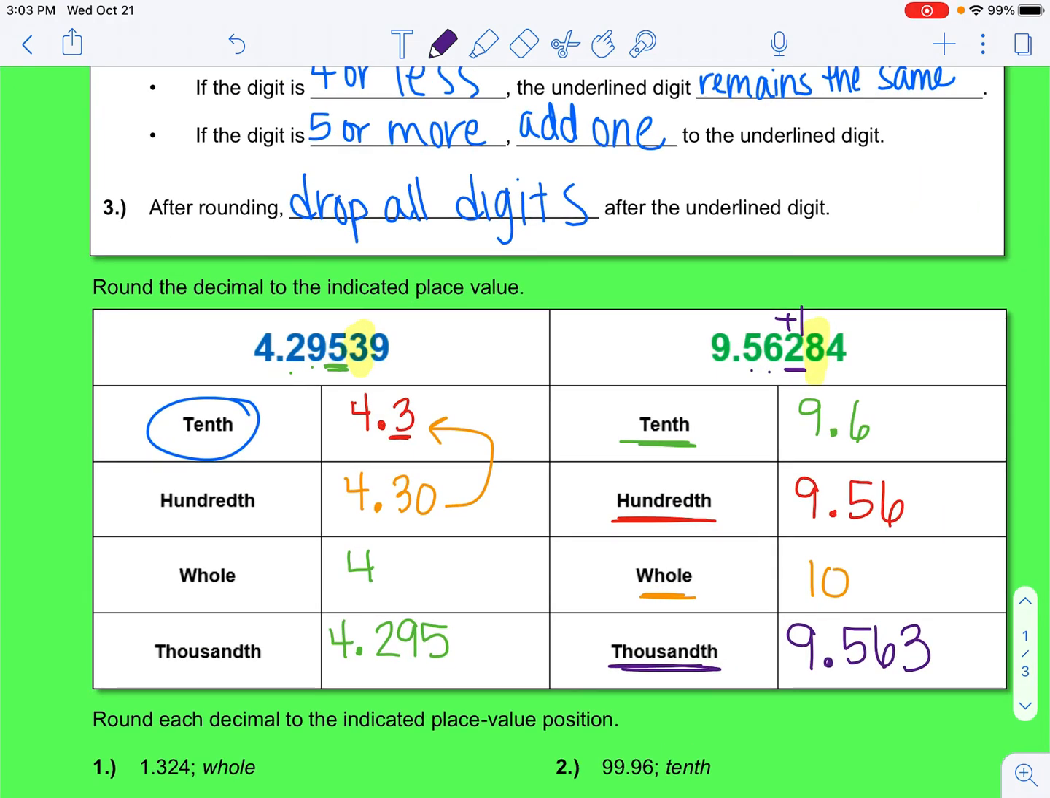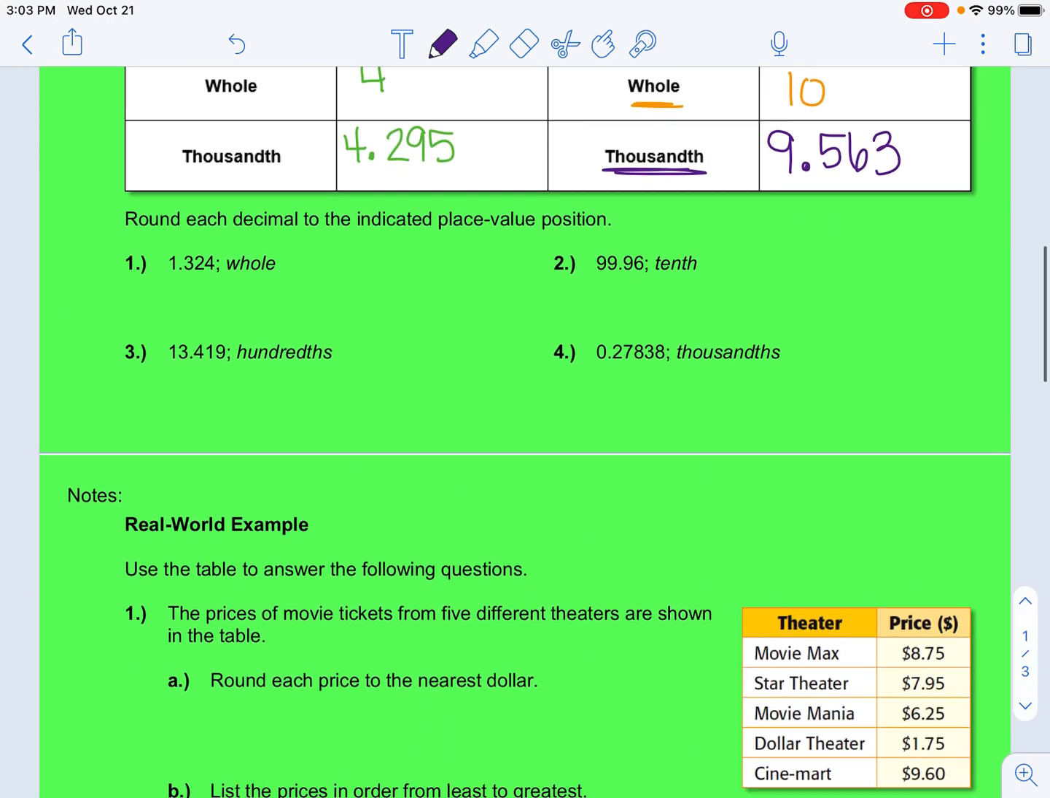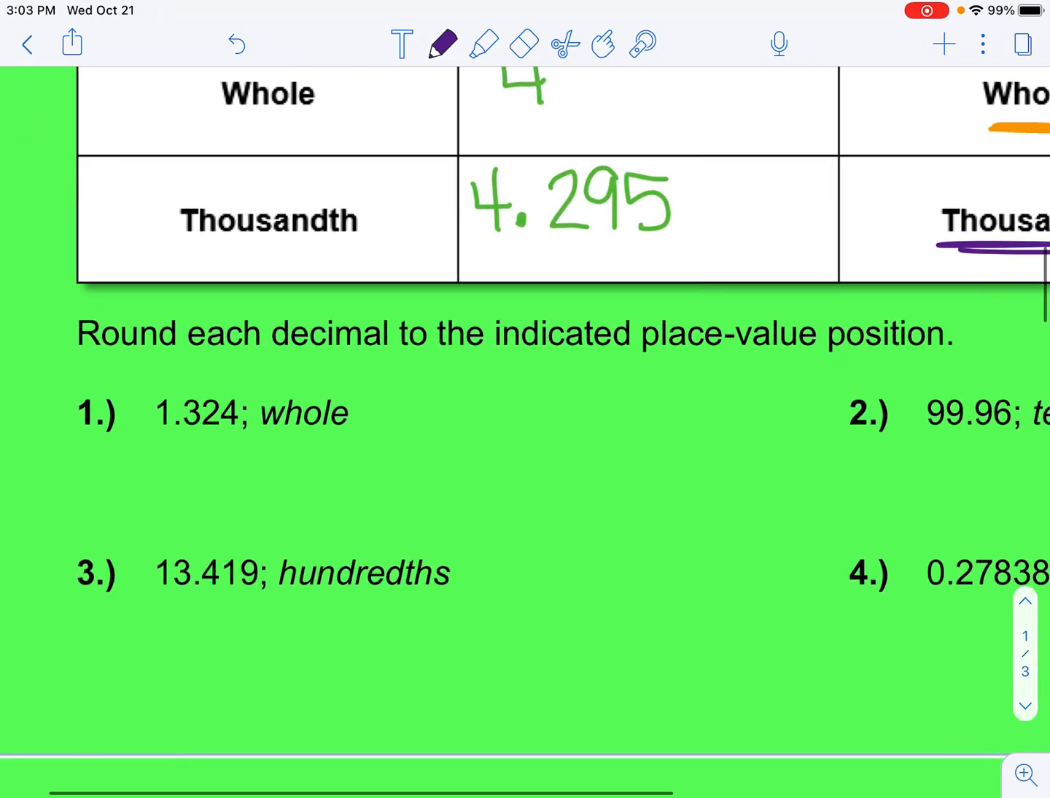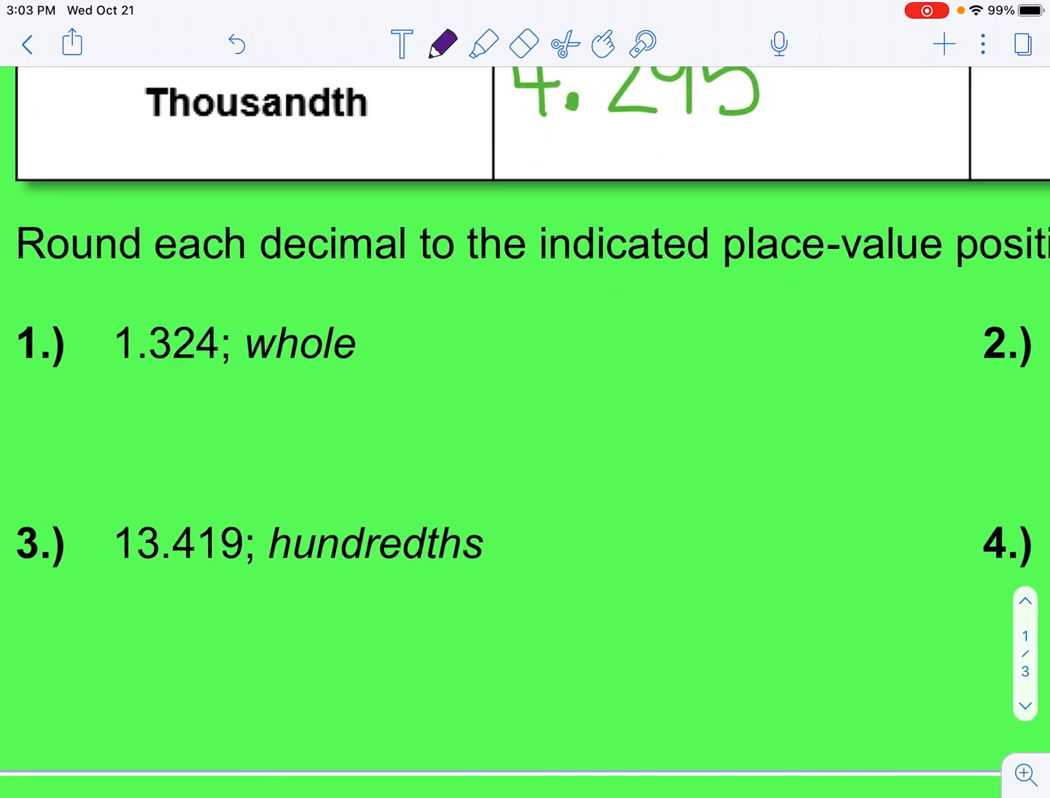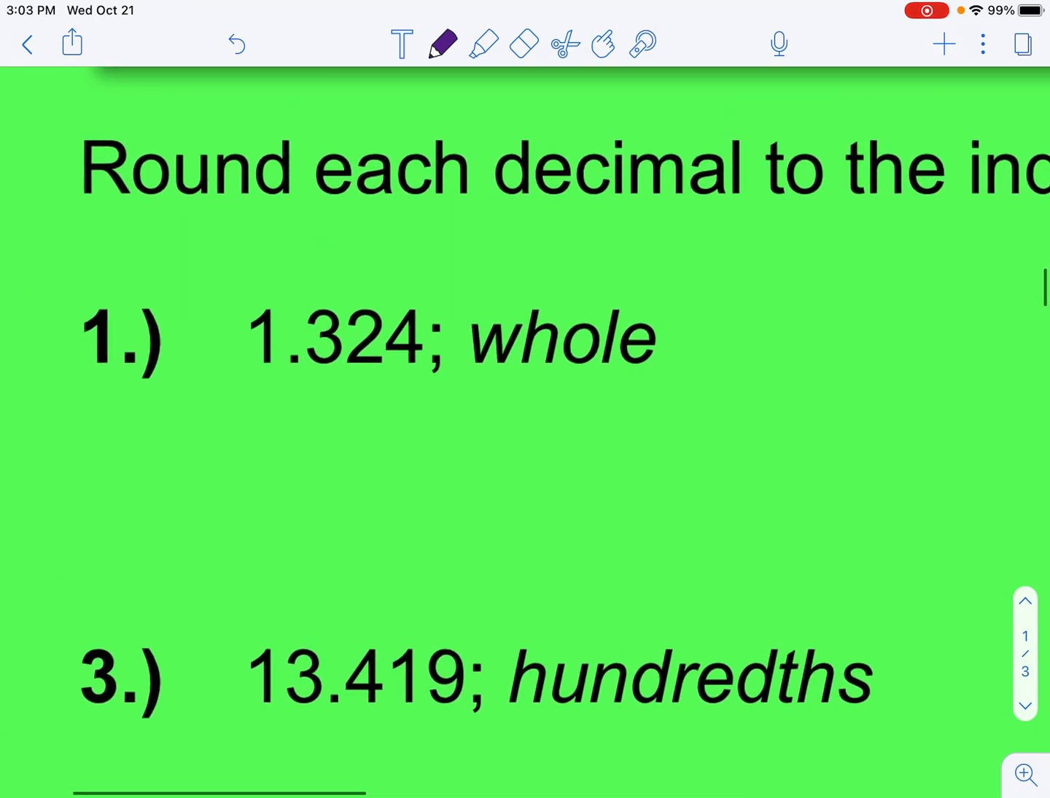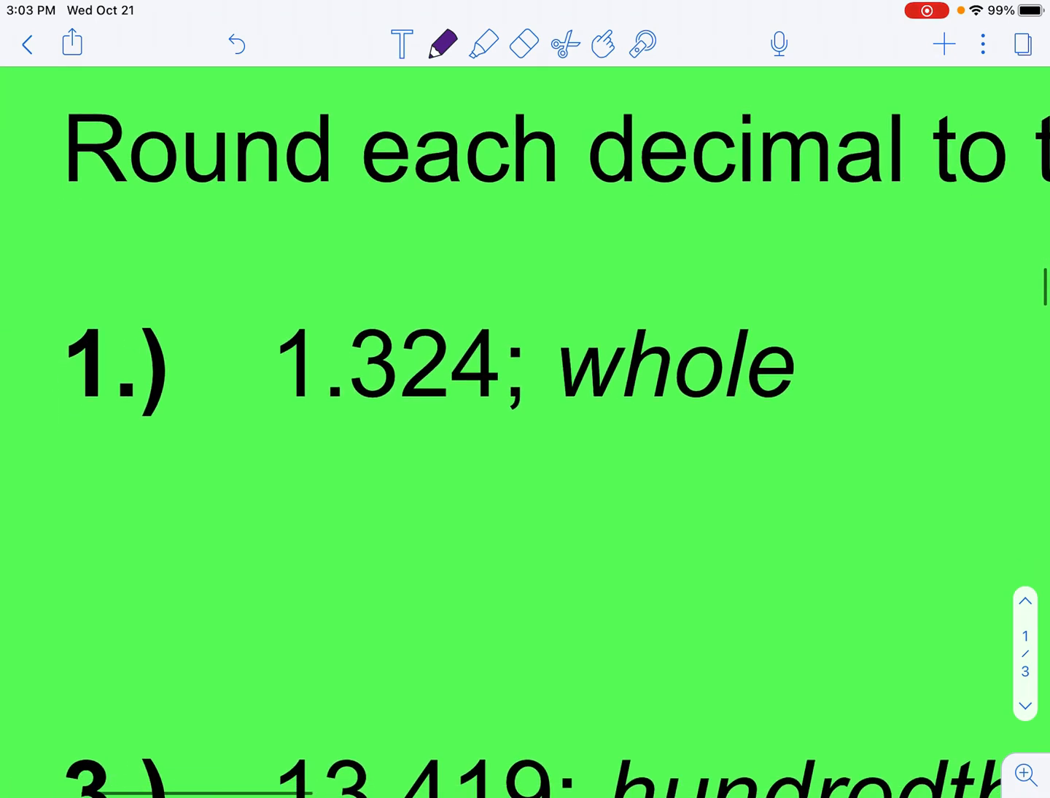If you have any questions about that, please let me know. We are going to move on to a few more of these problems. So we need to round each decimal to the indicated place value position. So let's zoom into number 1. I have 1 and 324 thousandths, and I want to round to the nearest whole number. So I underline my whole number, which is this 1, and I highlight the number to the left.